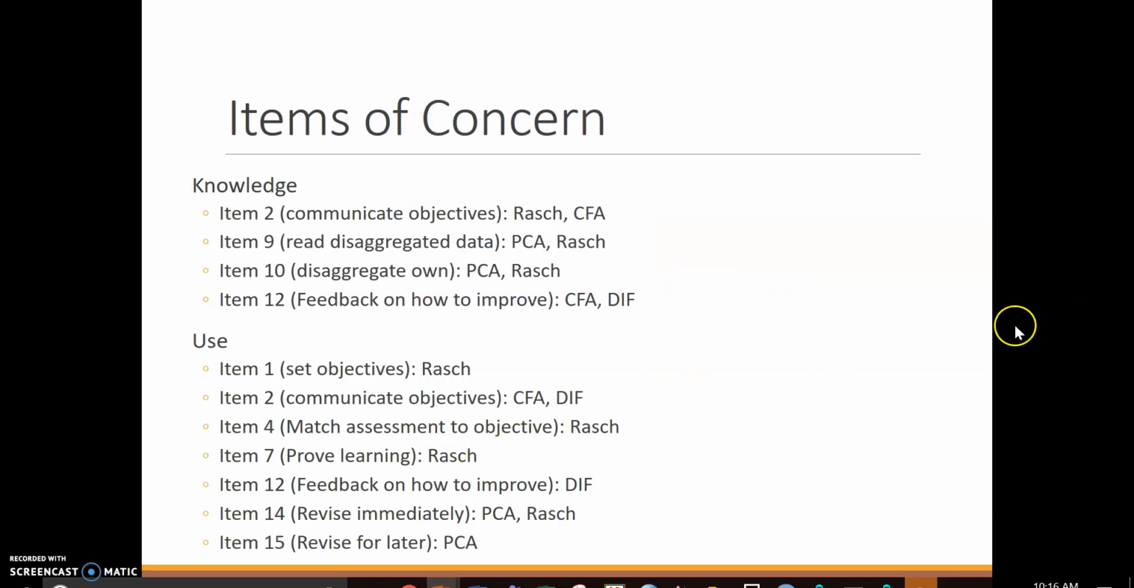Specifically, we need to note items of concern, because they're not a concern on everything. Item 2, for example, was a concern with Rasch and CFA, but was fine for EFA. Item 9 was a problem for the principal components analysis, EFA, and Rasch, but was fine for CFA. So we have some things that need to be considered. Not everything is perfect on every kind of analysis that we're doing.